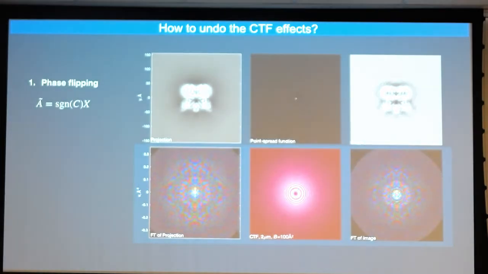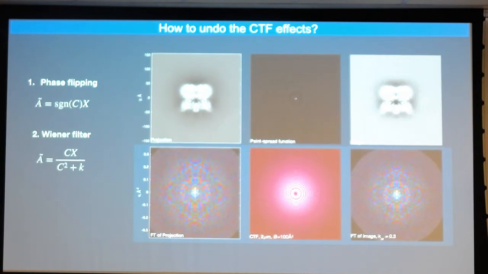So one trick is we can get rid of the worst of the extended point spread function by doing phase flipping. That is, we take our original image and we just multiply it by one or zero depending on the sign of the CTF. And you can see that now we get a better representation of our original particle, but notice there are still fringes. And in fact, the fringes extend now out twice as far as they did if we didn't do the phase flipping. But the Fourier transform looks somewhat better, and you can begin to see your object better.